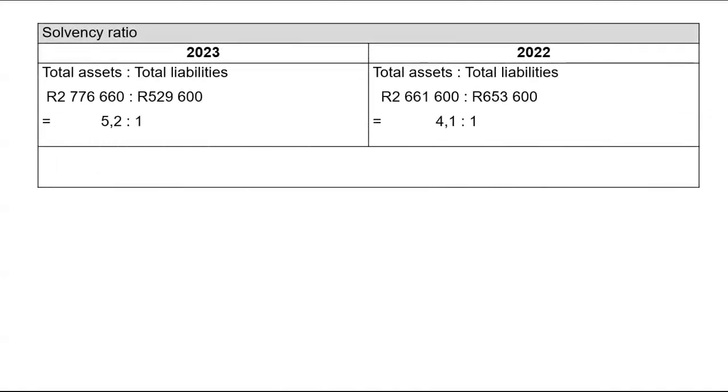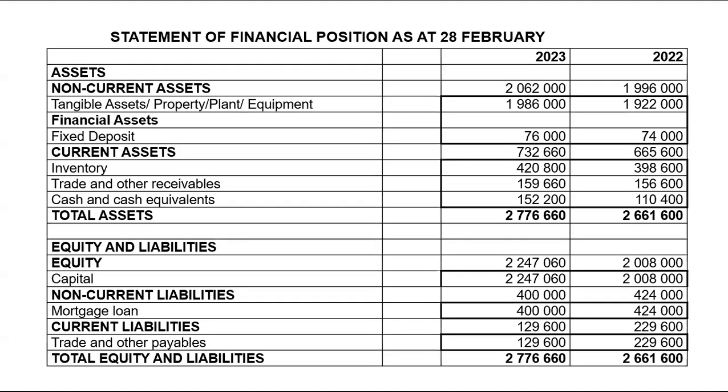Now, the next one will be us calculating solvency. Okay, solvency simply determines the company's ability to settle its liabilities. It's all about the longevity of a company. So when you calculate solvency, it'll be total assets is to total liabilities. And that information, we will find it in the statement of financial position.